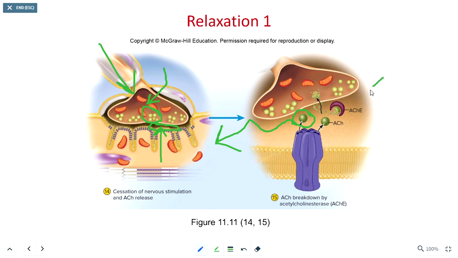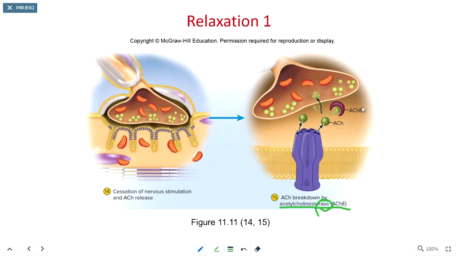We have a very special enzyme known as acetylcholine esterase. It's kind of a fat name there. I scribbled over the name. Whoops, my bad. So we have acetylcholine esterase, and this is a very special enzyme. Specifically, it breaks apart the acetylcholine molecule at an ester bond. It ends with "ase," so we know it's an enzyme.